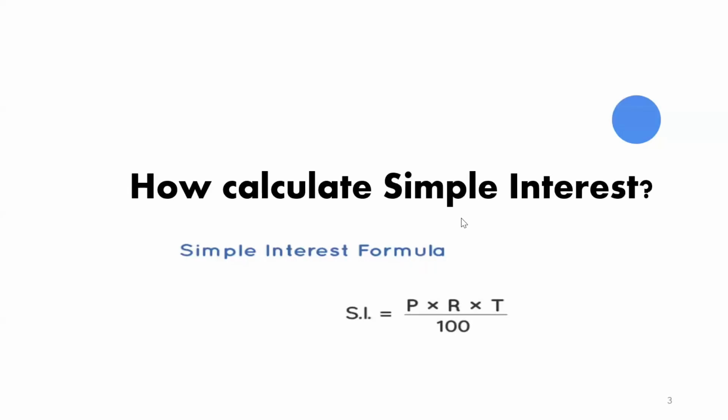In this video, you are going to learn how to calculate simple interest using the simple interest formula. So this is the formula here. It says SI equals P times R times T divided by 100. SI represents simple interest, P is for principal, R is for rate, and T is for time.